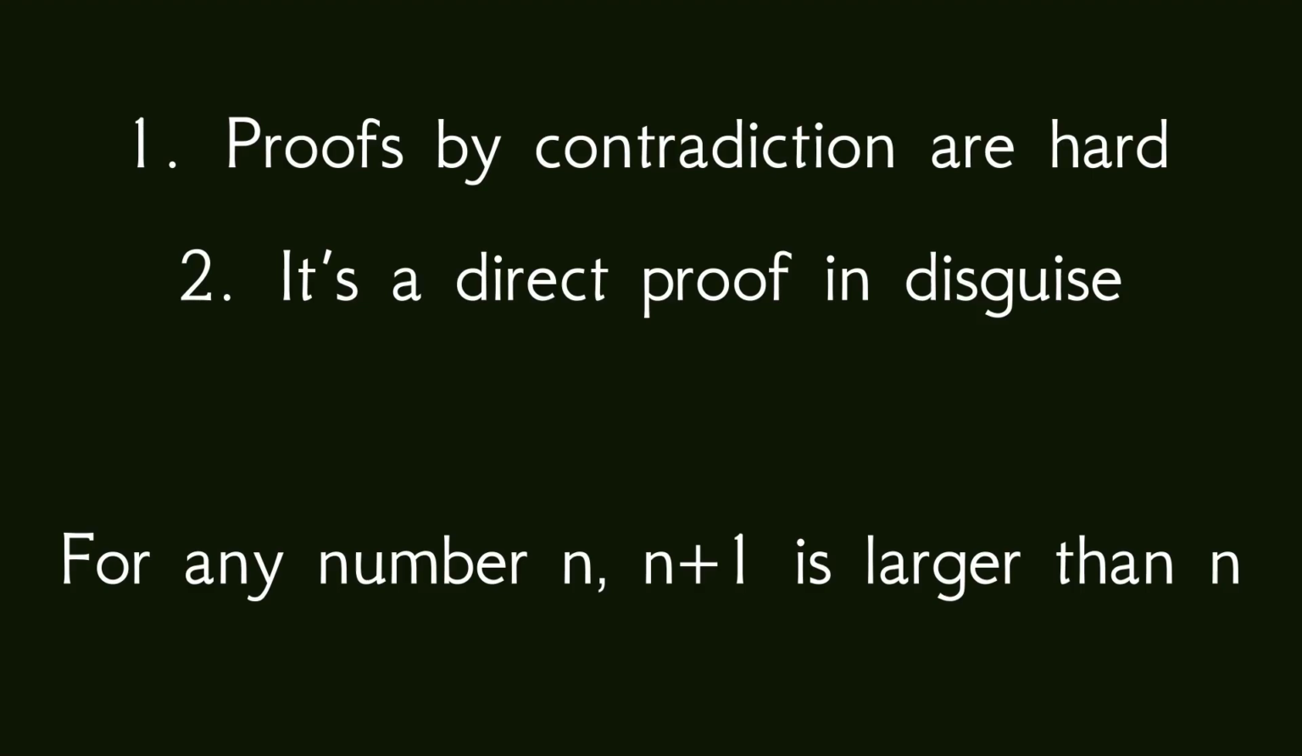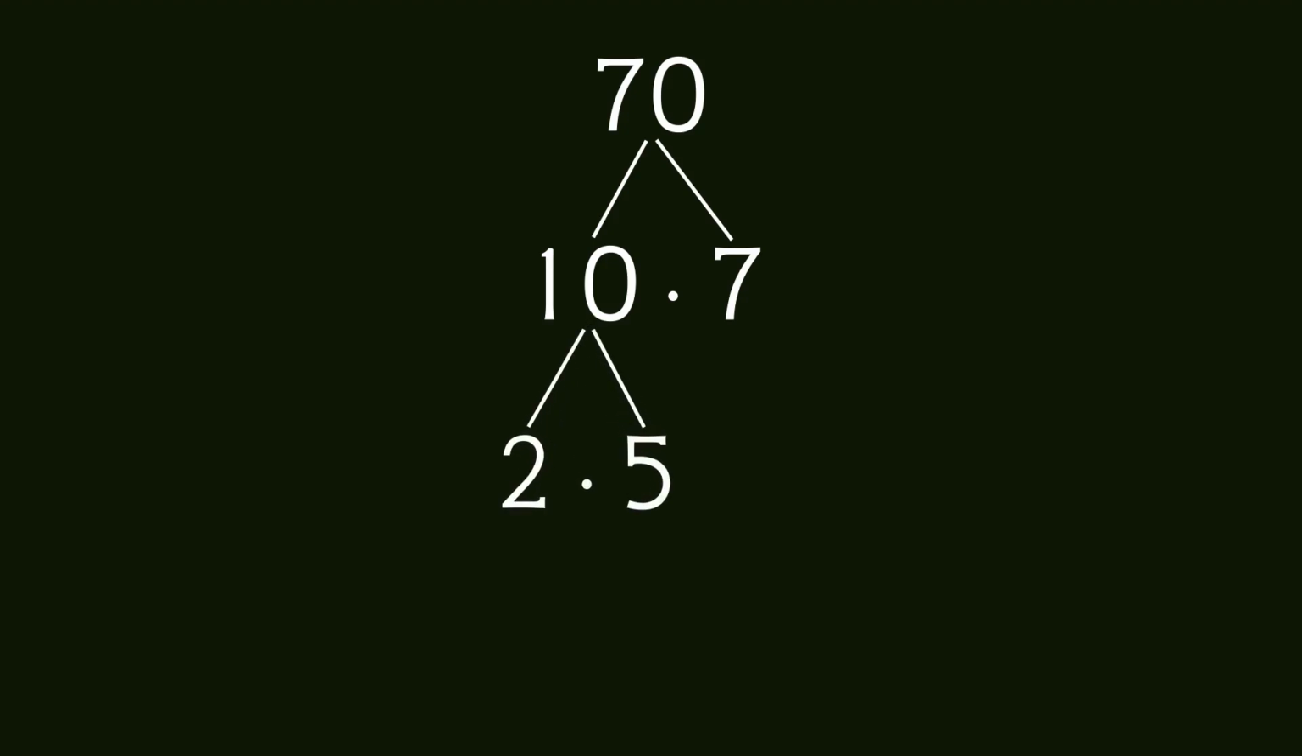This situation, where the proof by contradiction is actually a direct proof in disguise, is more common than you might think. And it's especially common with the proof that I'm talking about next. But first, let me set the stage a bit. So we're gonna talk about factorizations, which means splitting up a number into its factors. So for instance, if we have the number 70, then we can write that as 10 times 7. 10 times 7 is a factorization of 70. Furthermore, we can write 10 as 2 times 5. Now our factorization of 70 looks like 2 times 5 times 7.